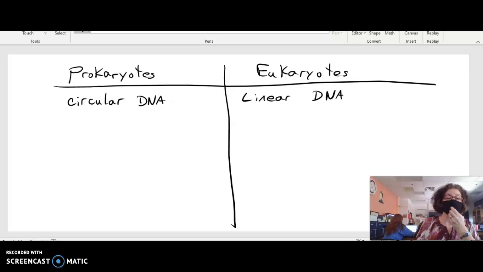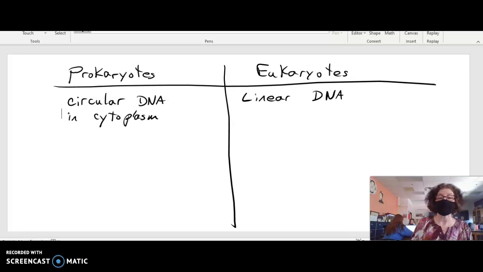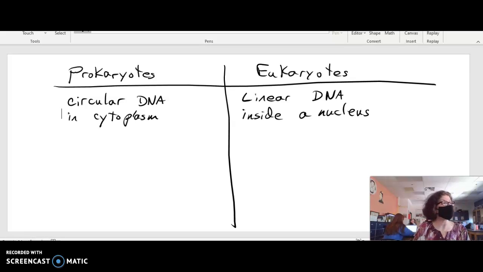And here it's in the cytoplasm, right? It's free in the cytoplasm, and that becomes significant during protein synthesis. And here it's inside a nucleus, which makes a really big difference when you get to protein synthesis and transcription, translation being separate processes, right? Okay. So circular DNA, all that kind of thing.